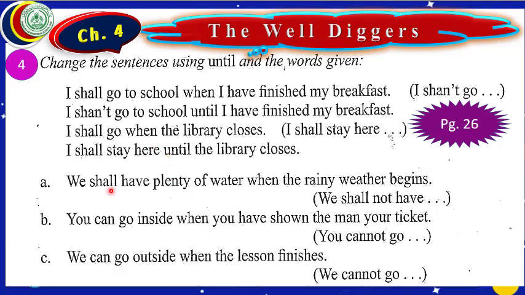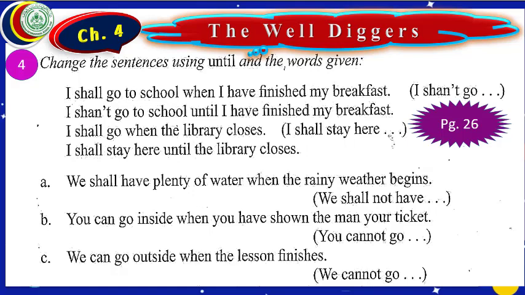Let us look at part A. We shall have plenty of water when the rainy weather begins. What will be our answer? We shall start our answer by writing we shall not have. We shall not have plenty of water until the rainy weather begins. The second part will become you cannot go inside until you have shown the man your ticket. The third answer will become we cannot go outside until the lesson finishes. Dear students, this is the way to do this exercise.